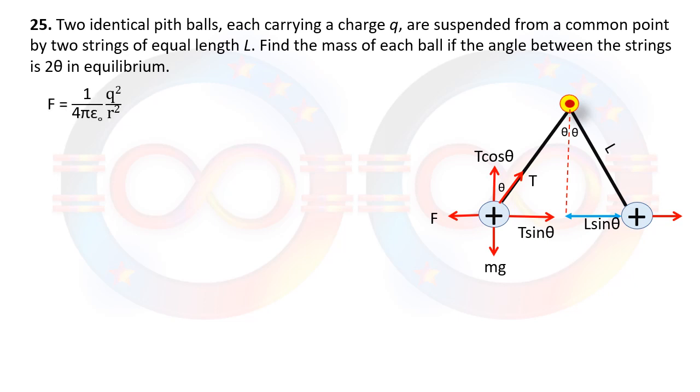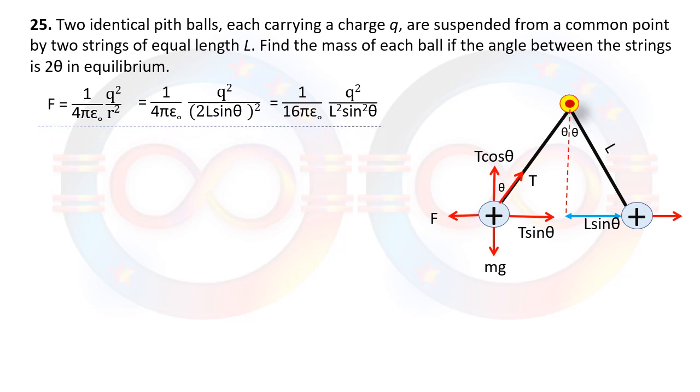F is equal to, as per Coulomb's law, k q square upon r square. Put the value of r as 2L sin theta and we will get 1 by 16 pi epsilon naught q square upon L square sin square theta. We have to calculate the mass of the object.